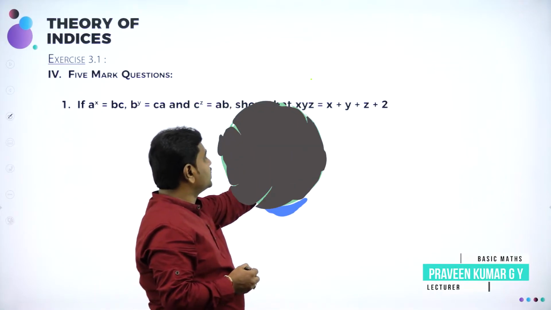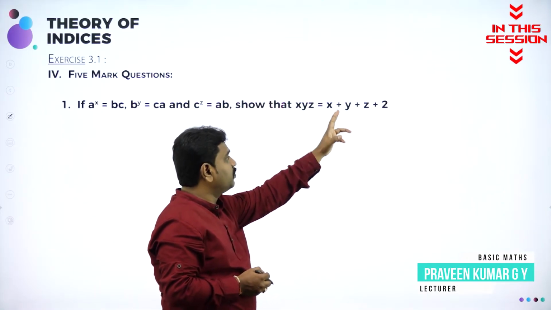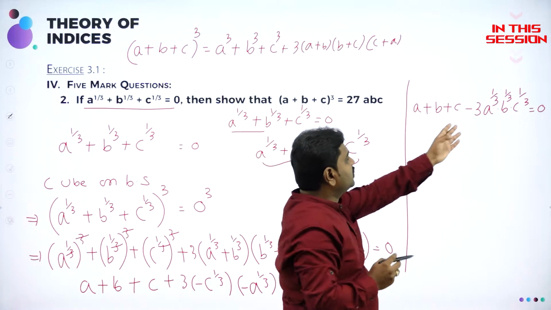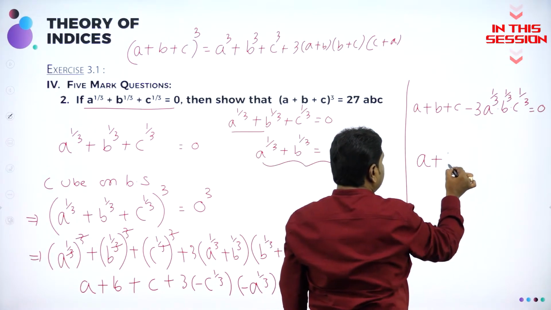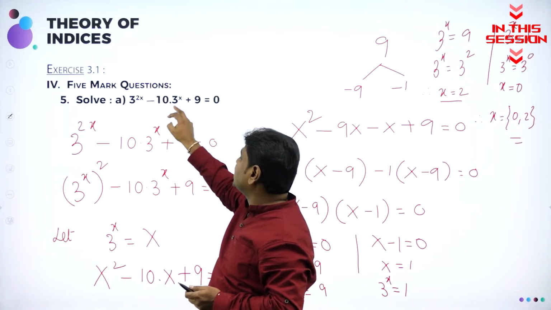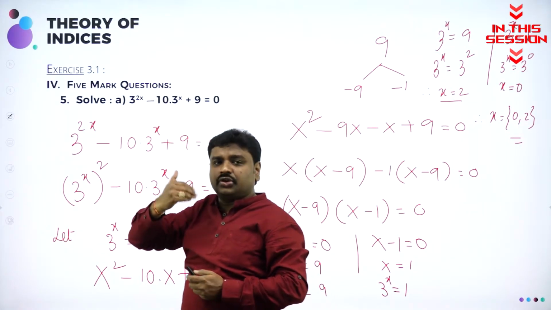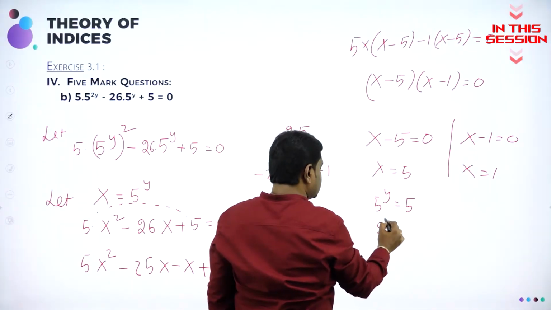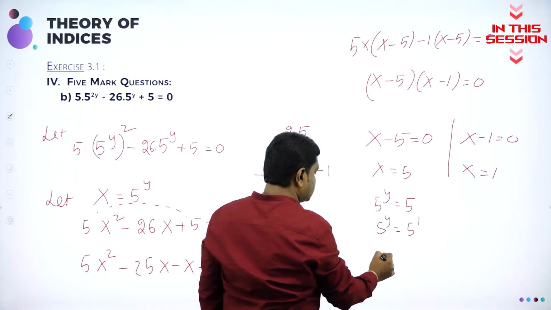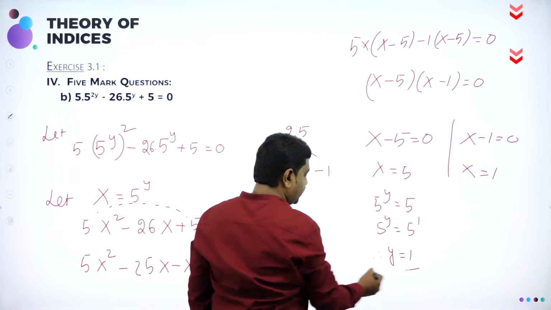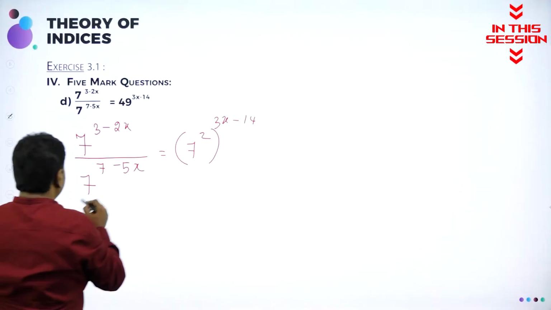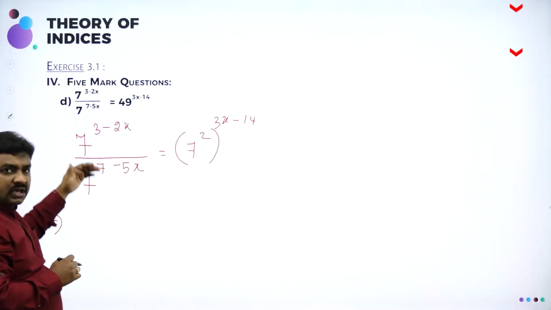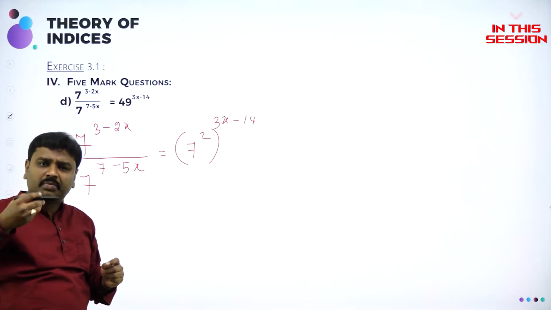They want you to prove xyz is equal to x plus y plus z plus 2. Now transfer this negative term to RHS. Then we'll have a plus b, so it is 3 power 2x minus 10 times 3 power x plus 9. Then you can solve it and you get the x. 5 power y is equal to, I can say 5 power 1, bases are same, therefore y solution. Solve means find the unknown. So bases are same, equal, 2x is equal to 2, so x is what? 1. Now LHS is in the form a power m by a power n. All of you know what is a power m by a power n? A power m minus n.